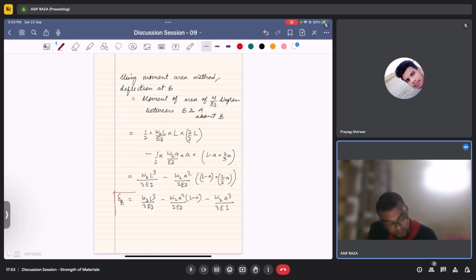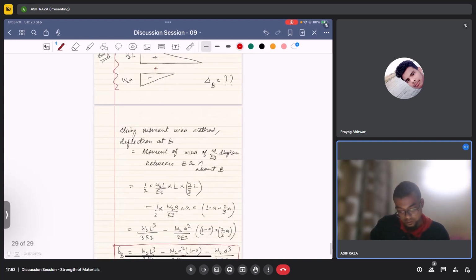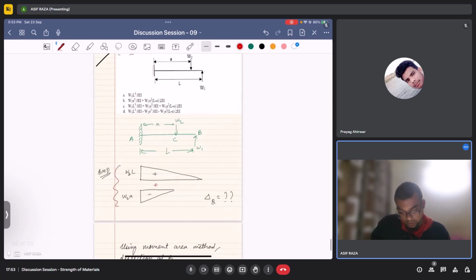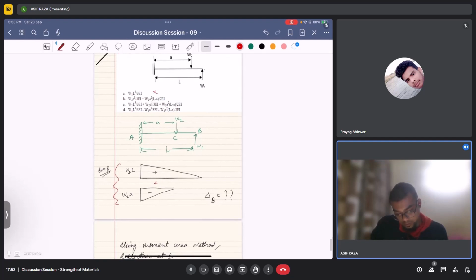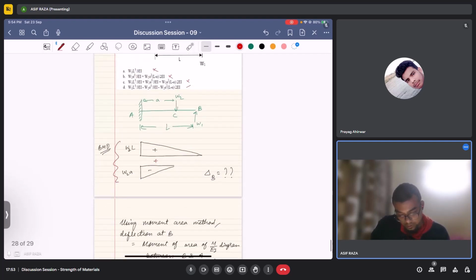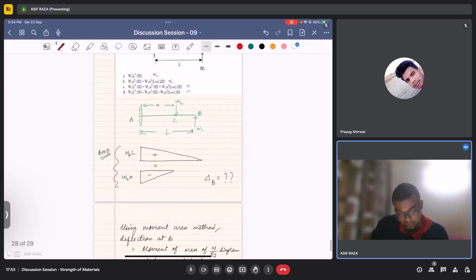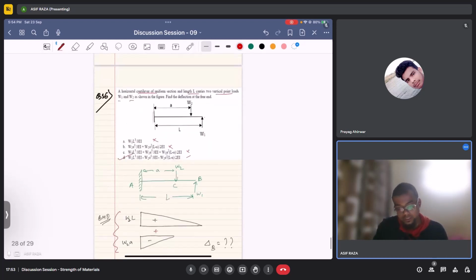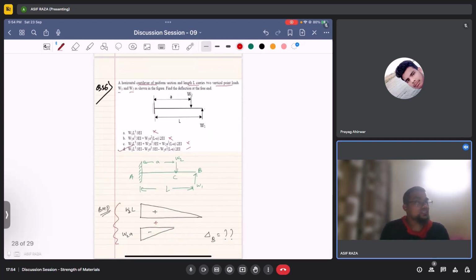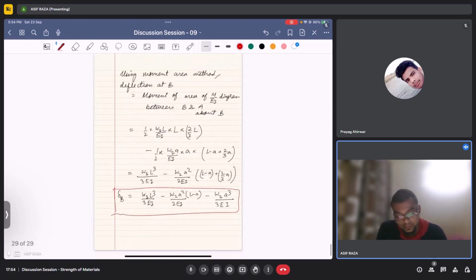This is it. Let's tally which of the options is correct. W1 L cube by 3EI, so this won't be the case. This is also not the case. W1 L cube by 3EI minus, so this will be the case: W2 a cube by 3EI minus W2 a square times L minus a. Yeah, option D. So this is it.